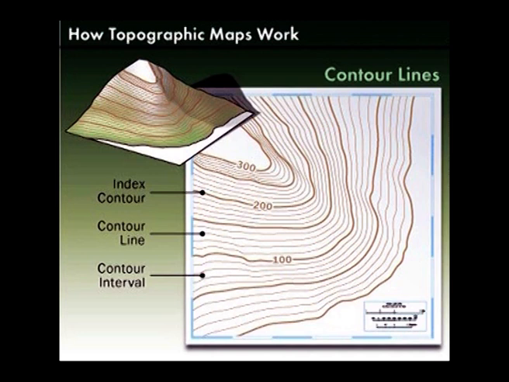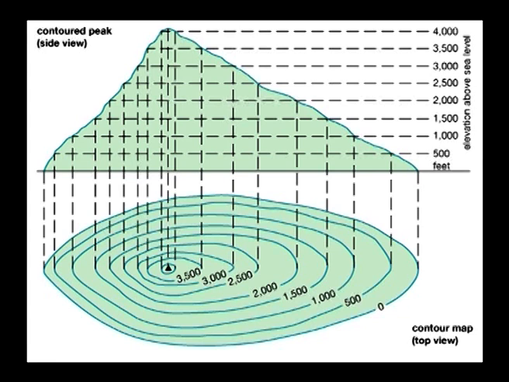In order to keep things simple, topographic maps show lines for certain elevations only. These lines are evenly spaced apart. We call this spacing the contour interval. For example, if your map uses a 10-foot contour interval, you will see contour lines for every 10 feet of elevation, lines at 0, 10, 20, 30, 40 and so on.